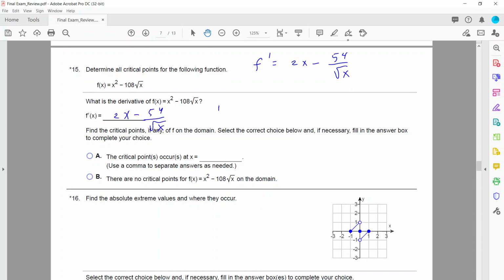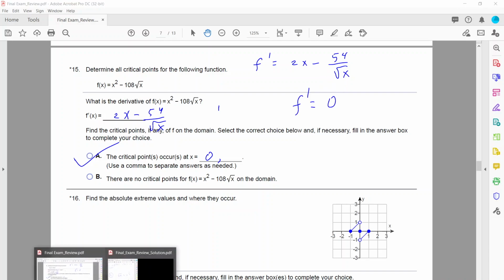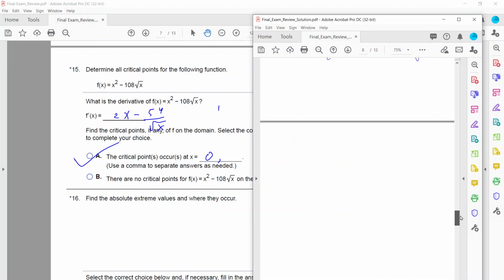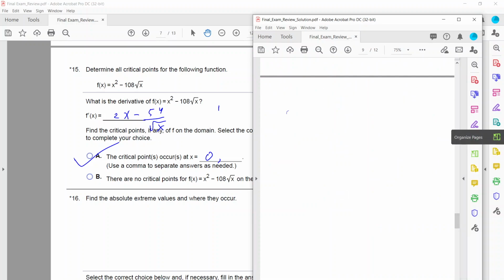So one of the critical points is 0. Another one you find by equating f prime equal to 0 and solving for x. So here you have to solve 2x minus 54 over square root of x equals 0.